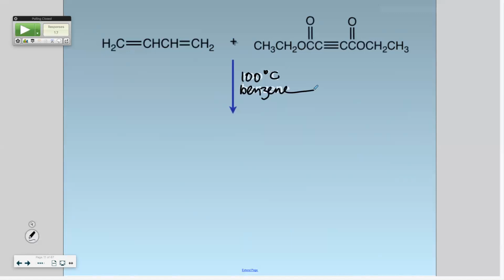Isn't Diels-Alder kind of fun? Caden's like, no.